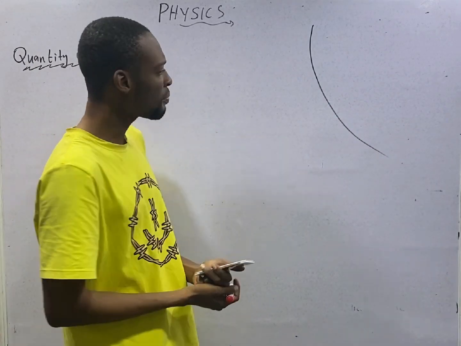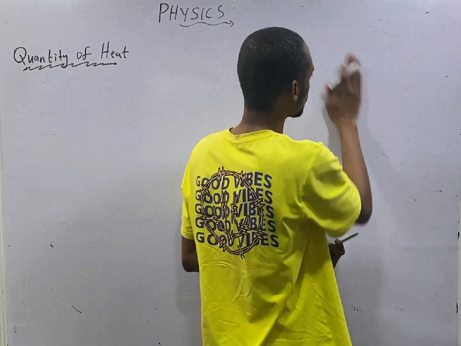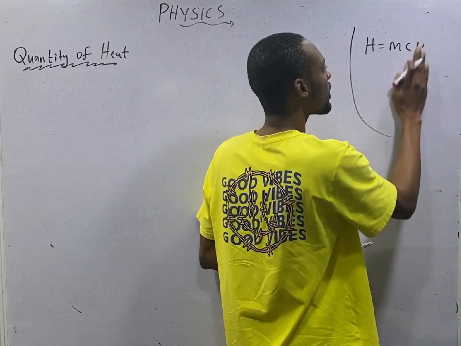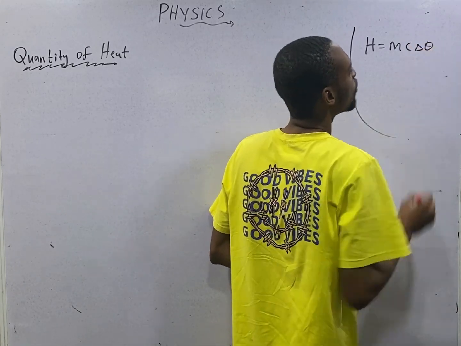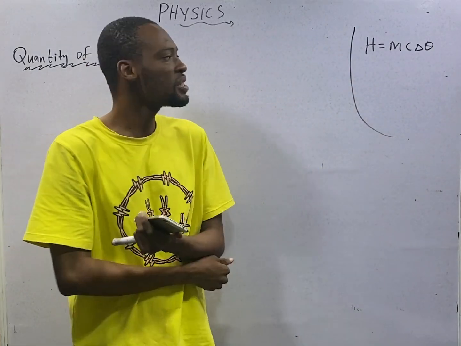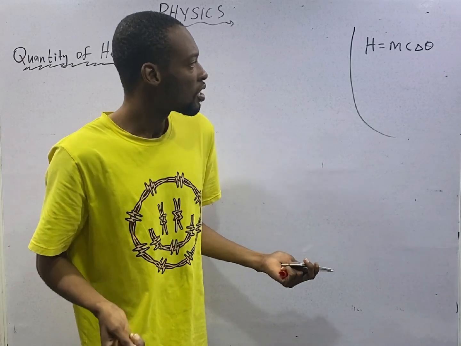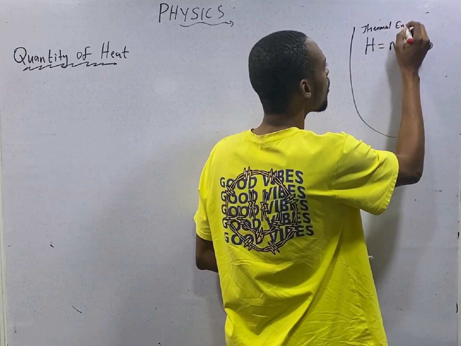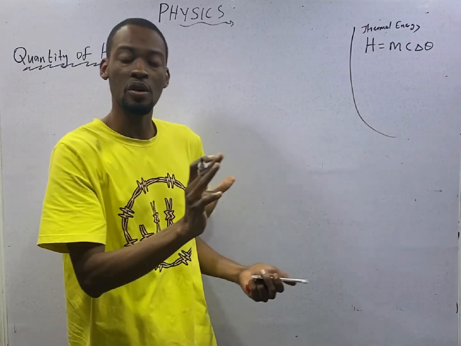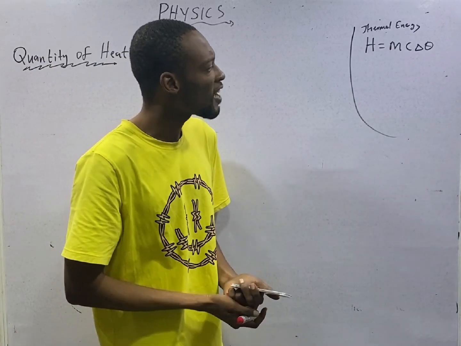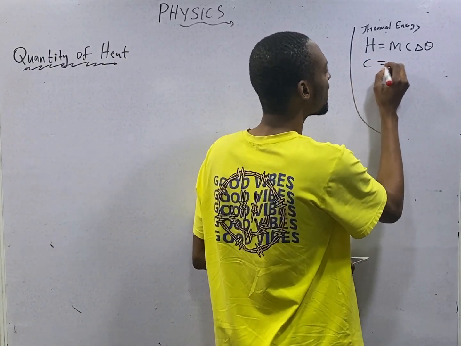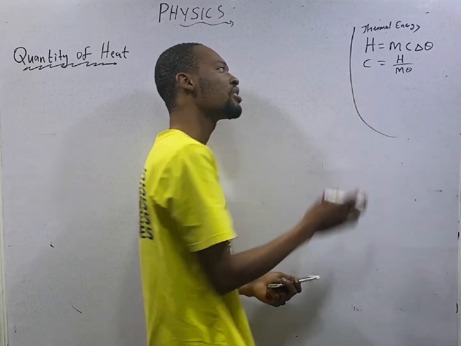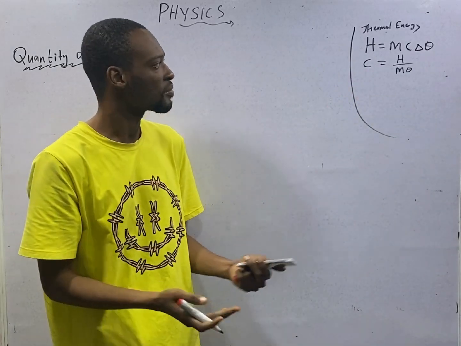Before now, we have been able to establish that H equals mc theta, actually change in theta, which is temperature rise. When you hear temperature rise, it means difference in temperature. And we know that H is thermal energy, or you can say heat energy or heat generally. Out of this formula, if you make c the subject of the formula, you get H over m theta. So this c is specific heat capacity.